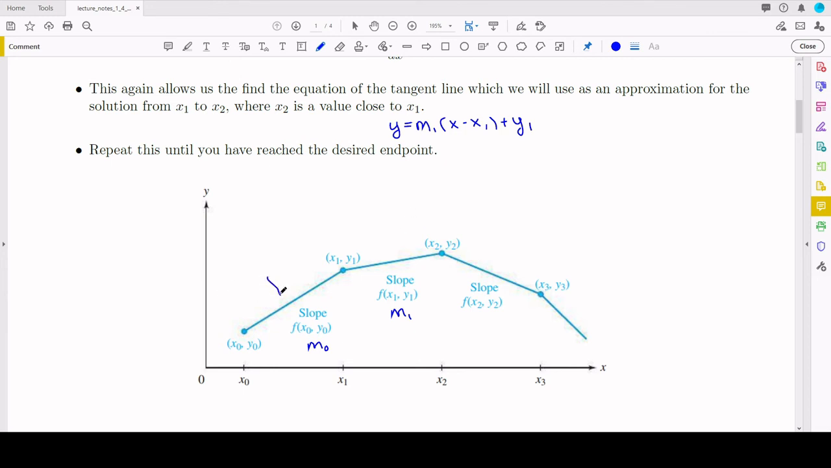So here, the equation of this line is y equals m naught times x minus x naught plus y naught, and the equation of that line is y equals m1 times x minus x1 plus y1.